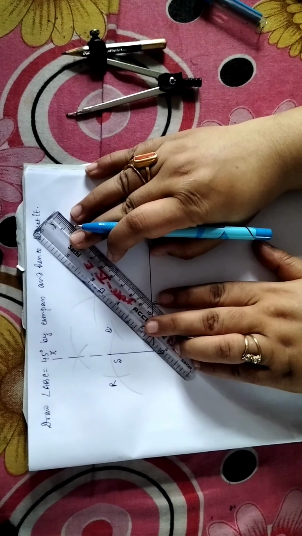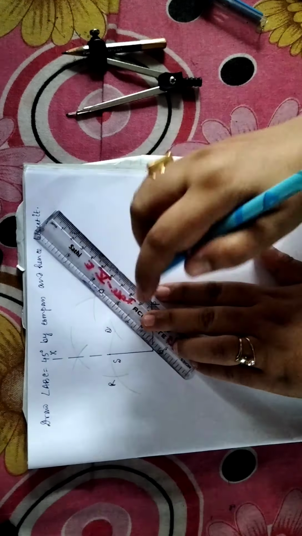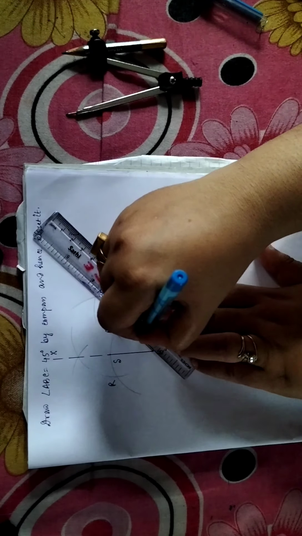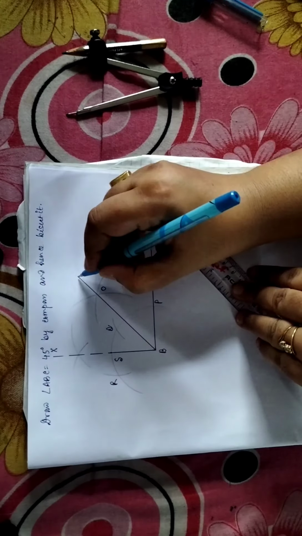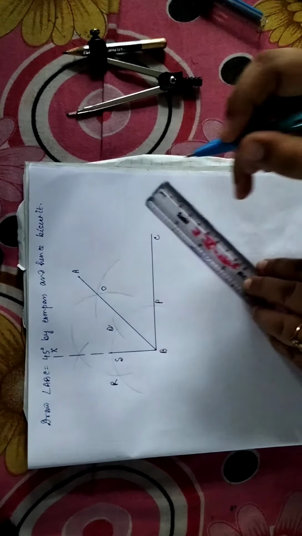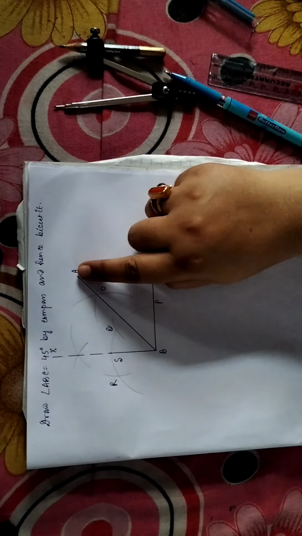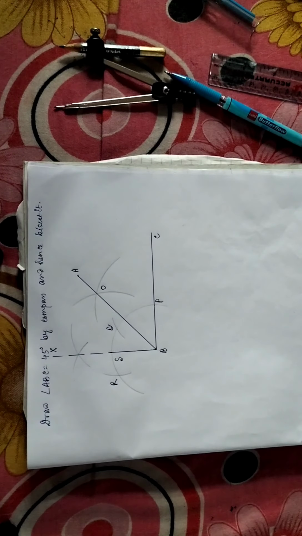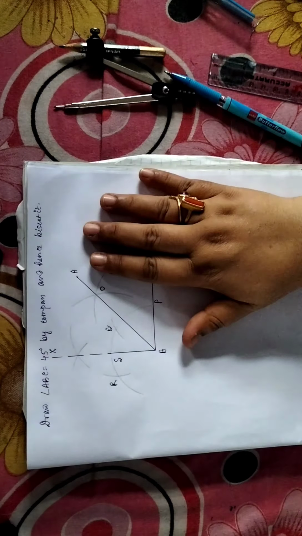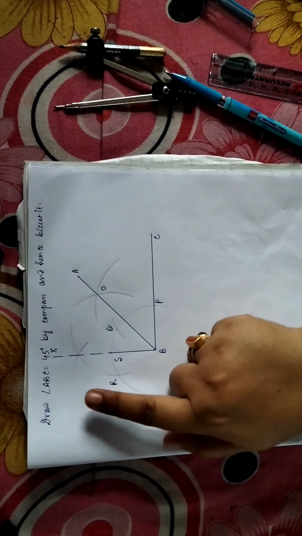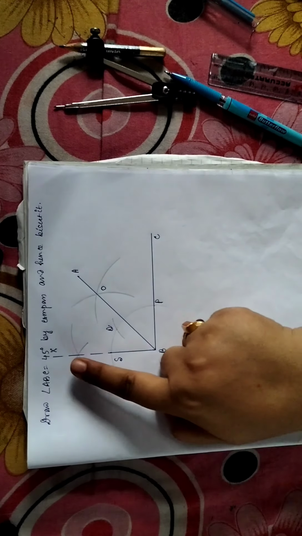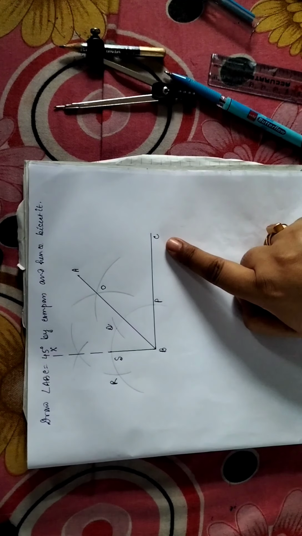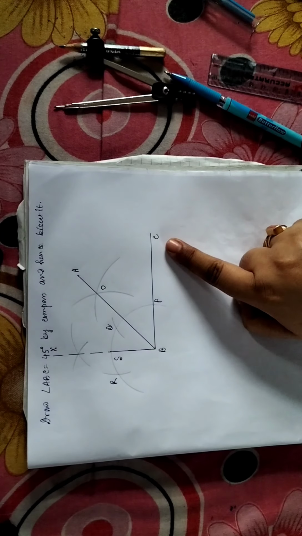Join B and O and extend it up to A. And hence, the required angle, means angle ABC of measurement 45 degree, is obtained. Now, 45 degrees is drawn by bisecting, that is by dividing into two equal parts, the angle XBC which was of measurement 90 degree. Okay.